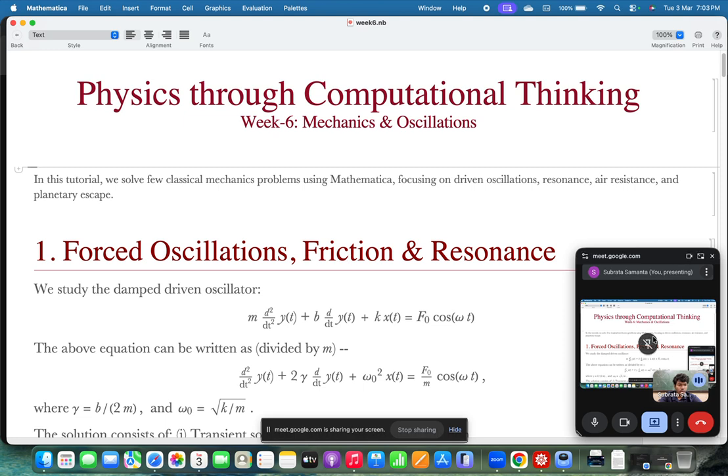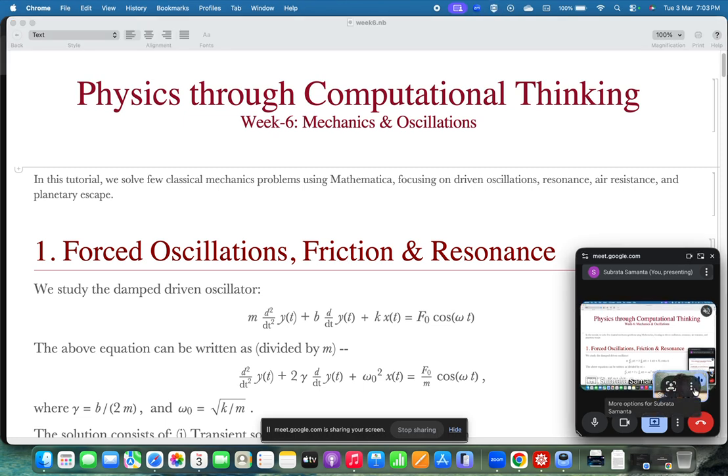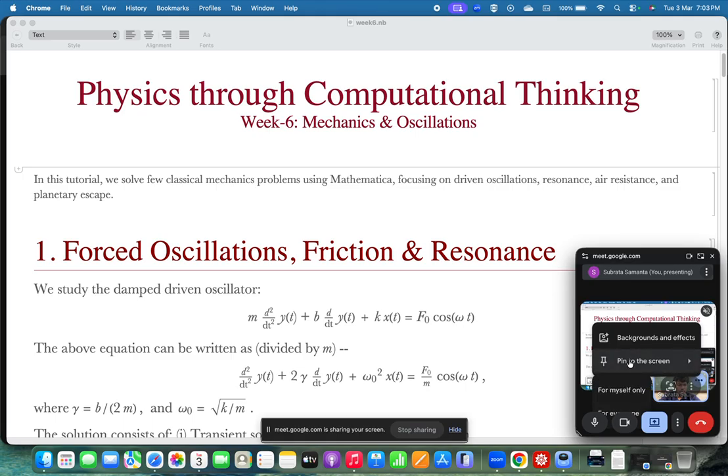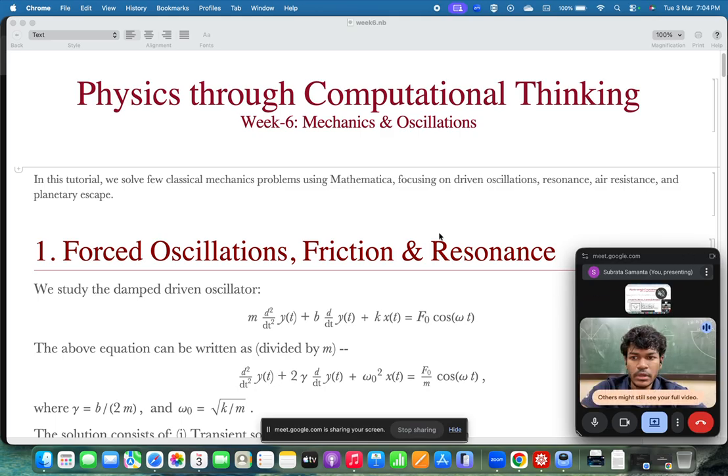So hope my screen is visible. So in this tutorial we will solve a few classical mechanics problems using Mathematica, focusing on driven oscillations, resonances, and we include some drag force, air resistance, in the falling object problem, and also planetary escape. Okay, so we will discuss in detail.